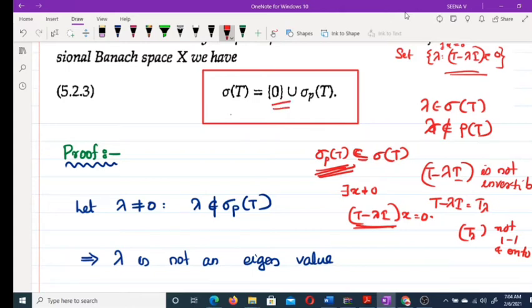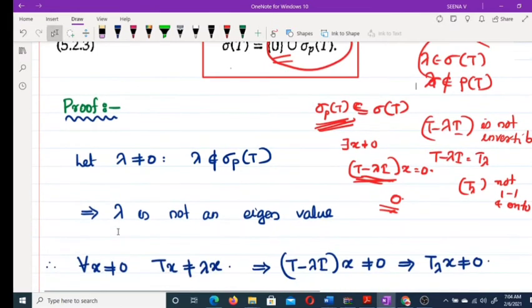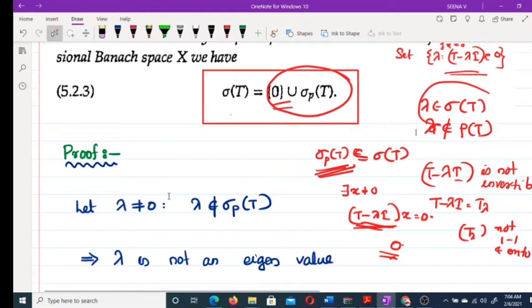What about 0? If you take lambda equal to 0, then clearly 0 is also a spectral value. Already we have proved 0 belongs to sigma T. So what we have to prove is, if lambda not equal to 0 and lambda does not belong to sigma pt, then we have to prove this is equal to the union of these two.